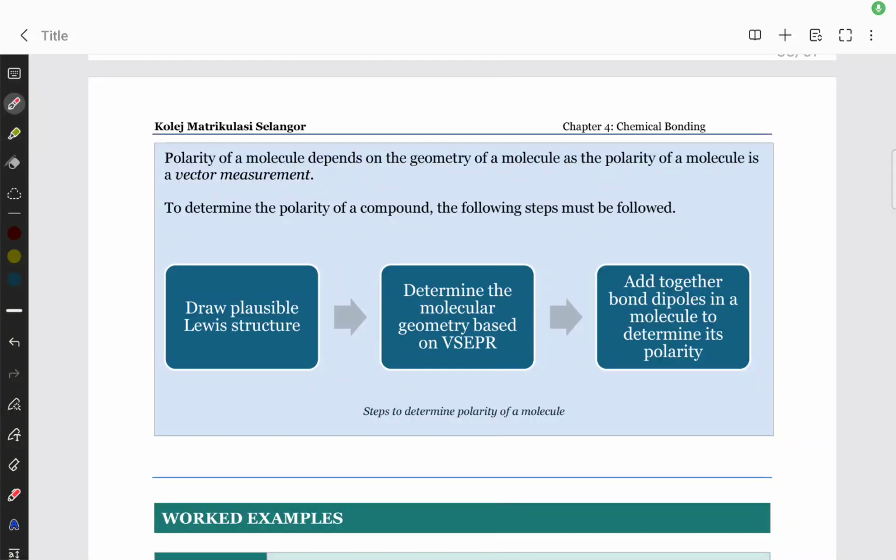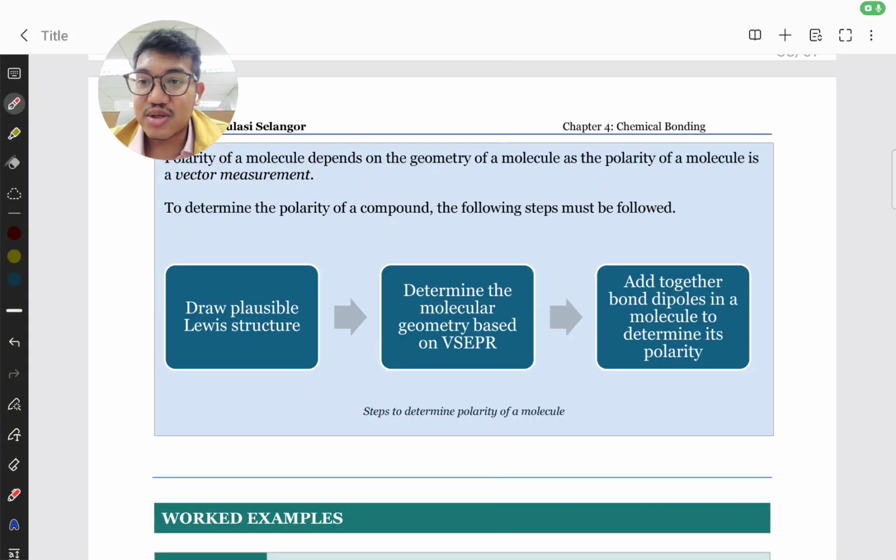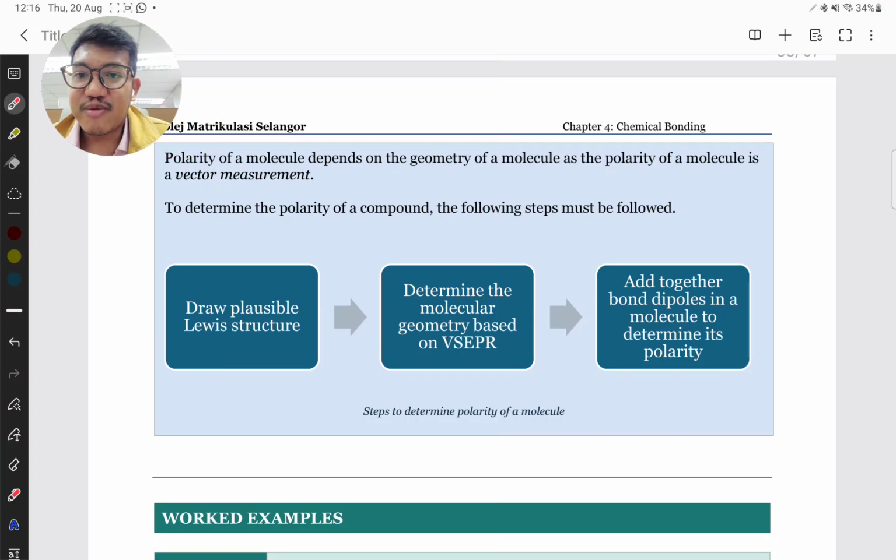So now let's have a look at how we can use the concept of polarity of a molecule, by looking at the structure or the shapes of the molecule. So how we can use this concept of polar bonds to see whether a molecule is polar or not. So again, we look back at what this whole concept is about.